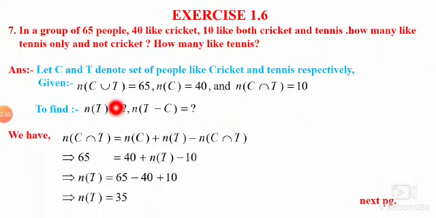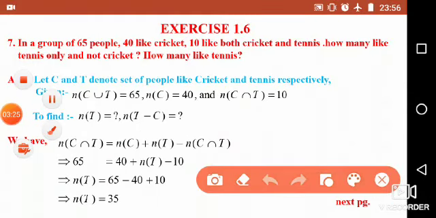In this question there are two answers you have to find out: the number of people who play only tennis but not cricket, that is n of T minus C, and how many like tennis, that is n of T is equal to what. My dear students, I have made one more mistake over here. This should be n of C union T.